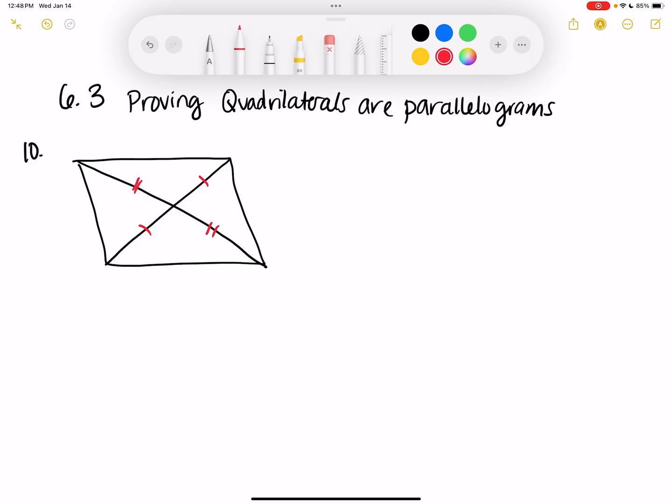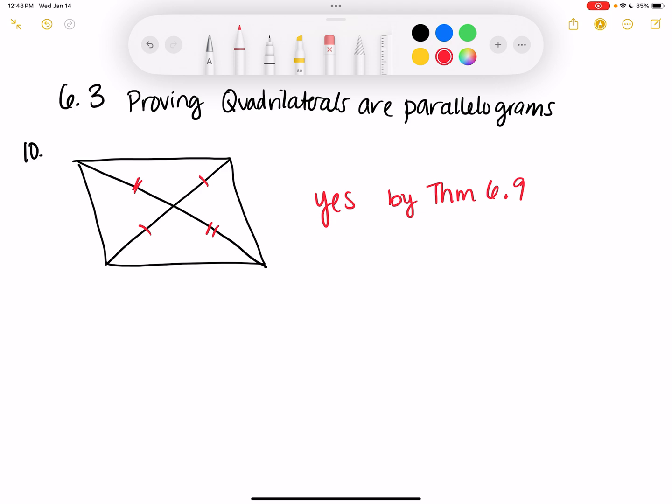So using our theorems, we had, I think, like 5 different ones that we used. But this one would be theorem 6.9, which says that if the diagonals of the quadrilateral bisect each other, then the quadrilateral is a parallelogram. So by these being congruent and these being congruent, I know that they are bisecting, and so this is a parallelogram. So I would say yes, and I'm just going to say by theorem 6.9.